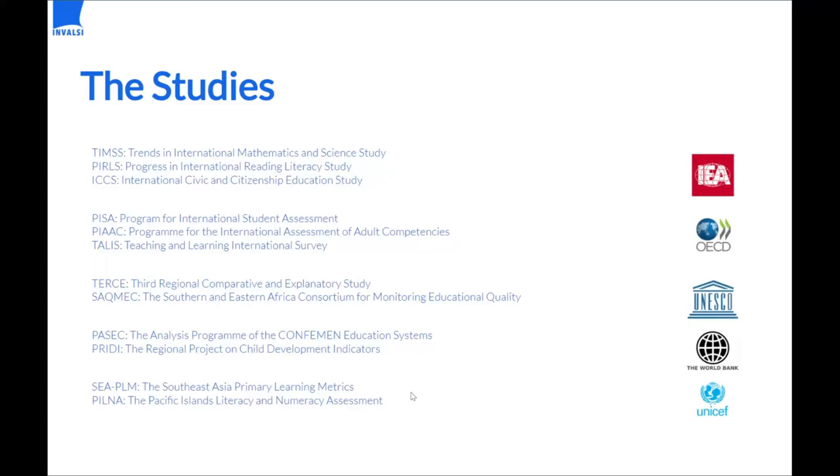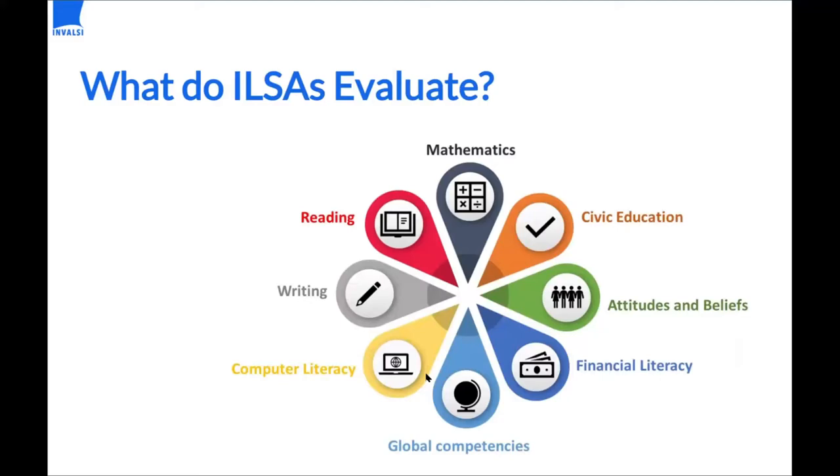What else? What do these ILSAs evaluate? Of course, at the beginning, it was only mathematics, reading, and science. But as they have evolved, they are now evaluating many different things. We have, as you know, mathematics, reading, and science. These are the main things, the first things that they started to evaluate.